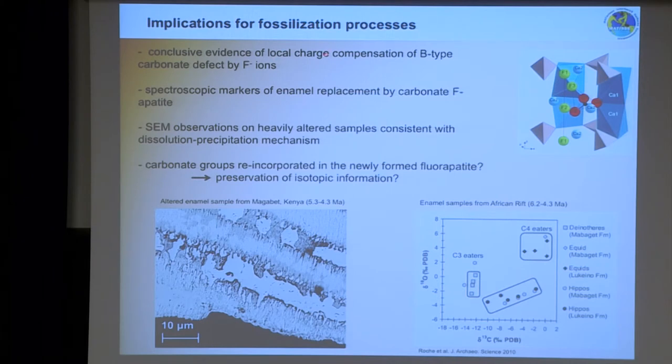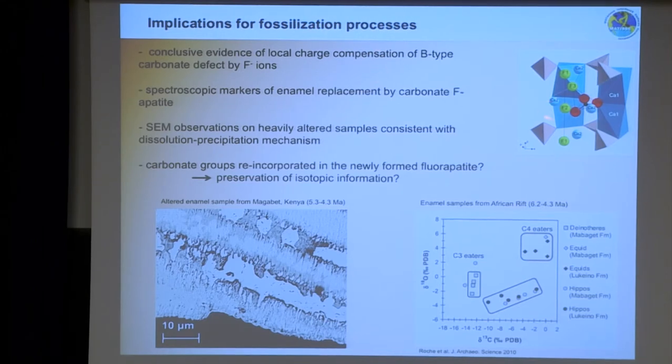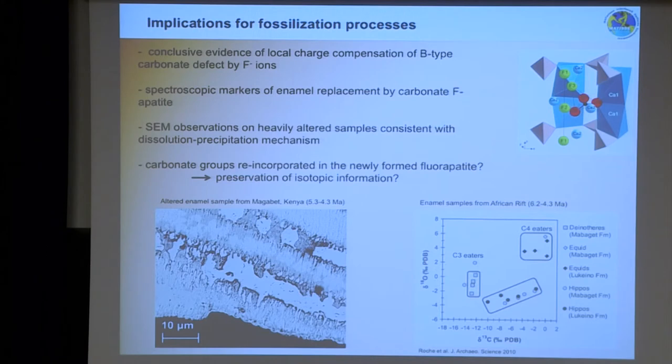So to conclude about the incorporation of carbonate in apatite, I think that we found some conclusive evidence that you really have some local charge compensation of B-type carbonate defect by fluorine ions. And now we have really efficient spectroscopic markers of the transformation of enamel during geological processes. And this transformation mostly occurs through dissolution-precipitation mechanisms.